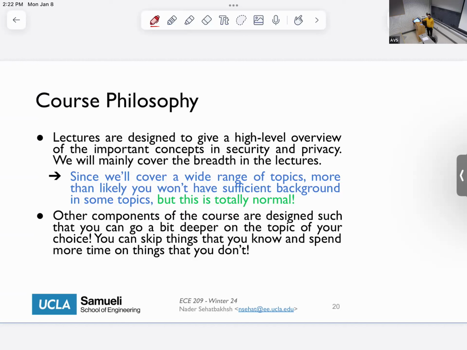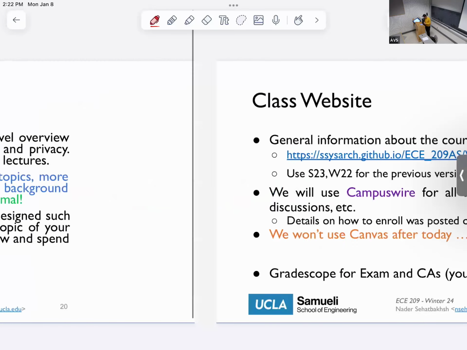Okay. And the rest of the components in the class, other than lectures, are designed for you to go deeper. So for example, for the paper presentation, you have a chance to pick the paper that you like. And what I want from you is spending a little bit more time and reading about that topic and so on and so forth. So among these different topics that I'm going to talk about, you have an opportunity to go a little bit deeper on that particular topic of your choice, right? So that's the idea.